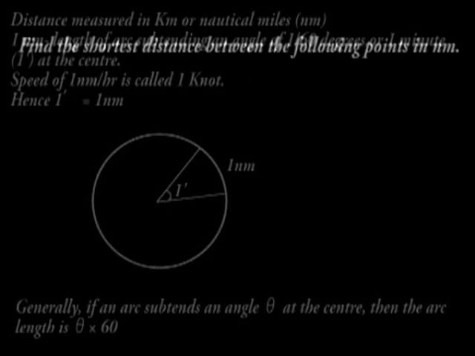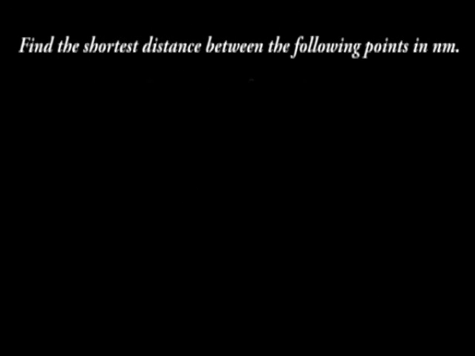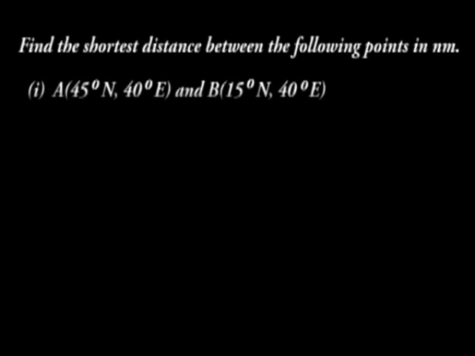For example, find the shortest distance between each of these pair of points. Give your answer in nautical miles. A, 45 degrees north, 40 degrees east, and B, 15 degrees north, 40 degrees east. It means point A and B are along a latitude 40 degrees east.